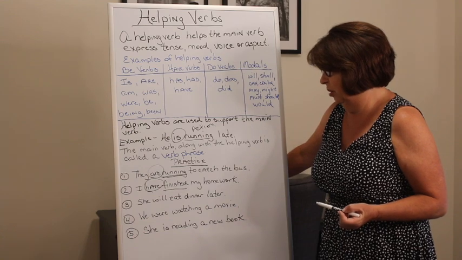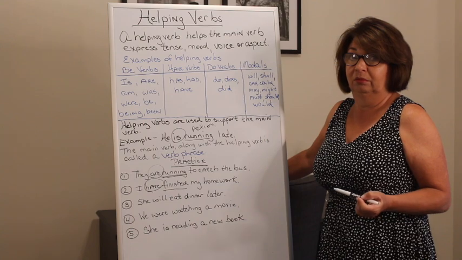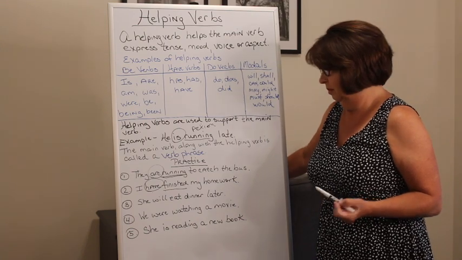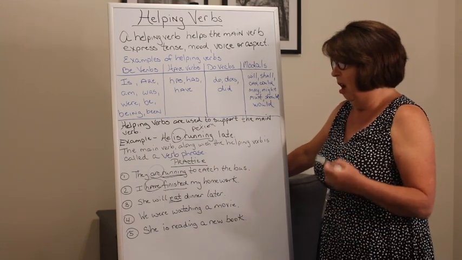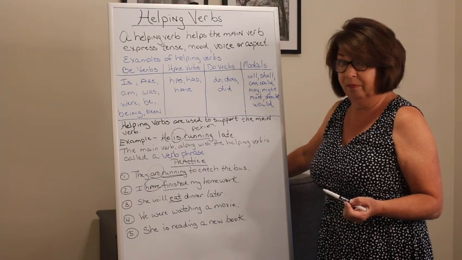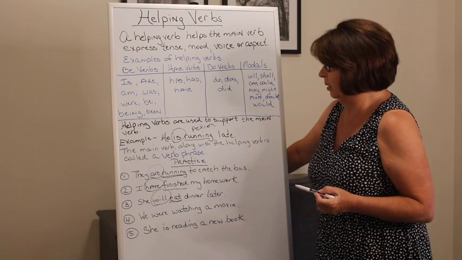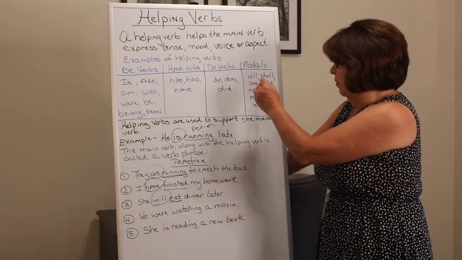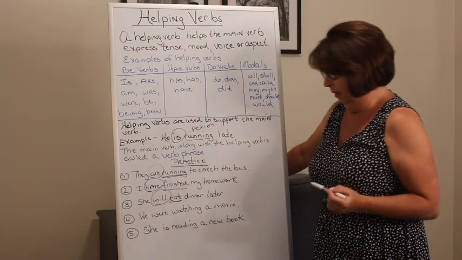All right, you try this one. She will eat dinner later. What is the action in that sentence? What can you do? Good job. If you said eat, perfect, because you can eat. All right, let's look for the helper, usually before it. Do you see it? Excellent. Will. All right, will is going to be our helping verb. Here it is with the modals. So our verb phrase, will eat.